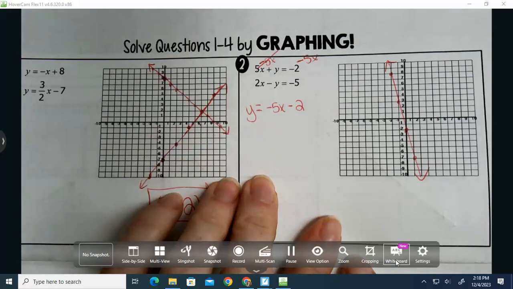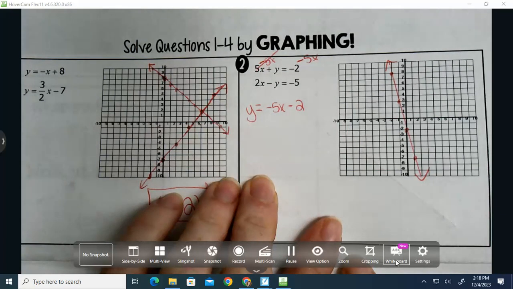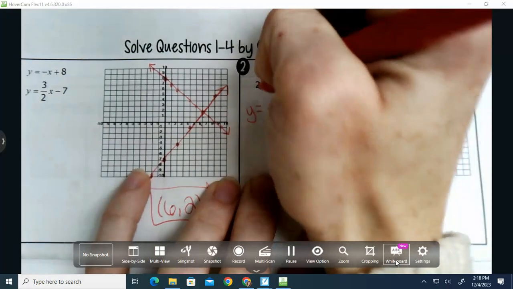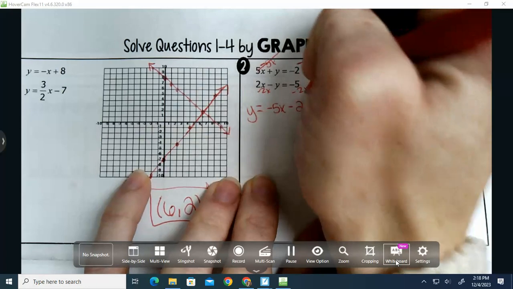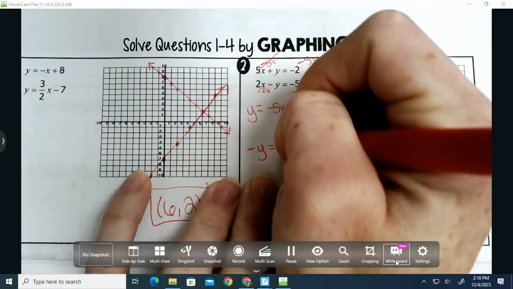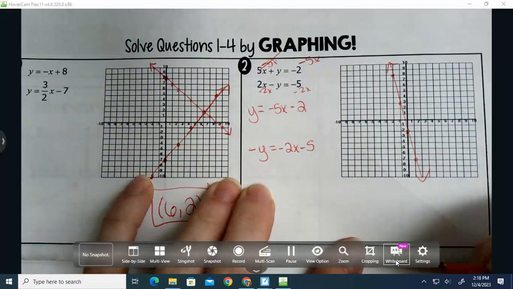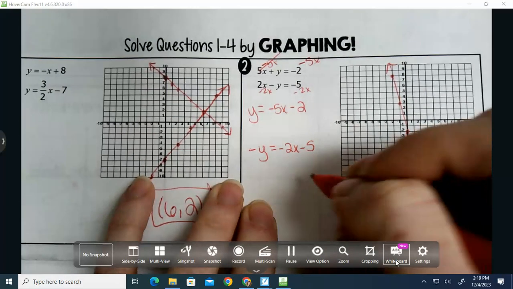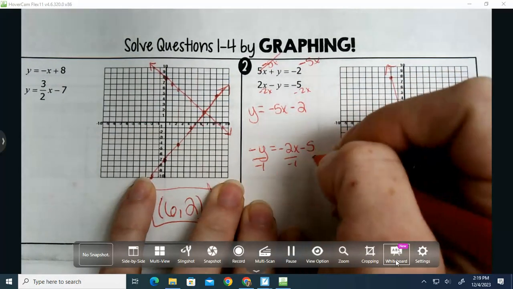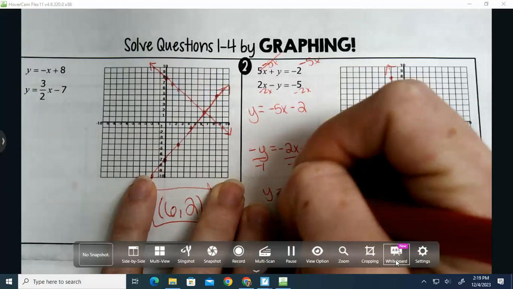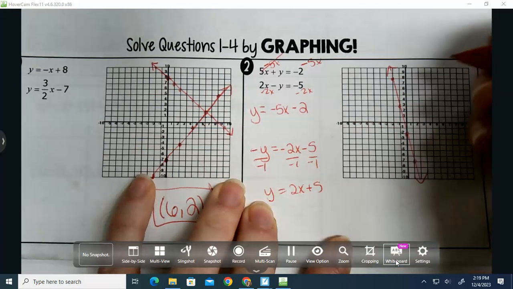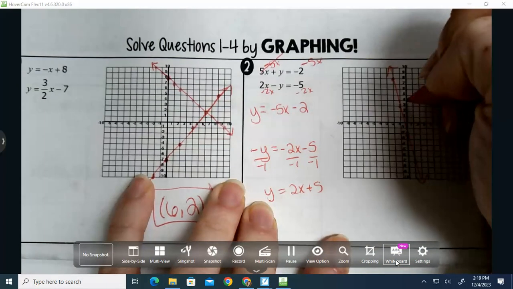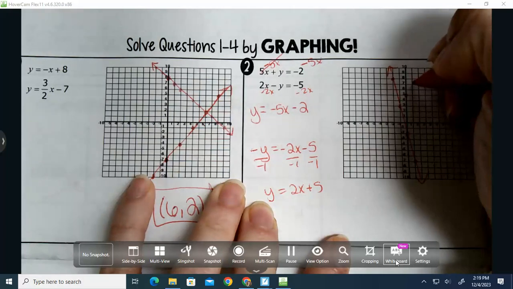For the second equation, if I want to get y by itself, what do we have to do? So then I have negative y equals negative 2x minus 5. What do we have to do at this point? So y equals 2x plus 5. So that one starts at positive 5, slope of 2, up 2 over 1.